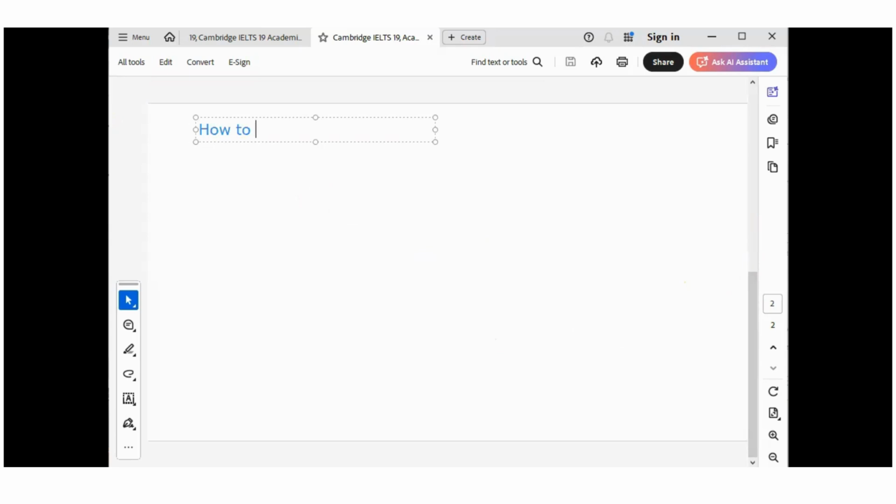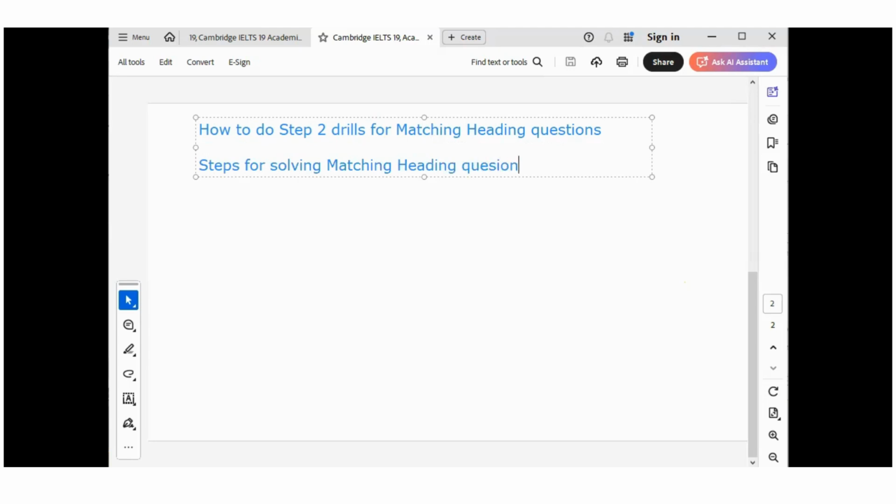So how to do step 2 drills for matching heading questions. Let's give it this title, okay? So how do we solve matching heading question? This is how we solve matching heading question. Step 1. Steps for solving matching heading questions. So these are the steps. Let me give you the steps. Number 1 is to what? Read the statements and identify keywords.